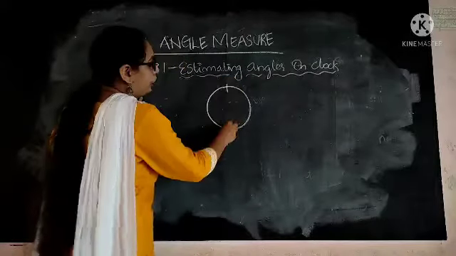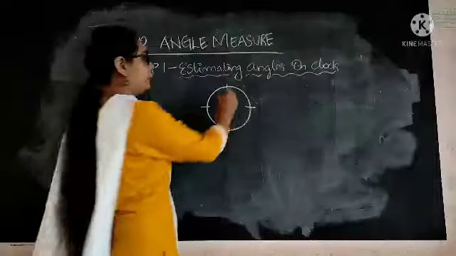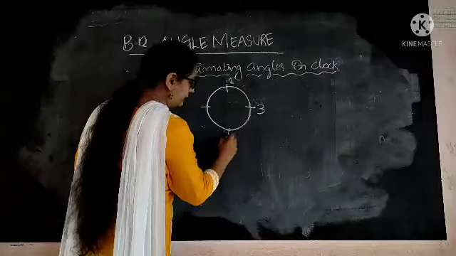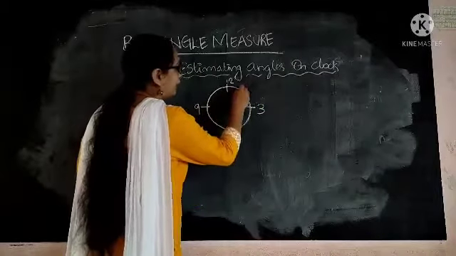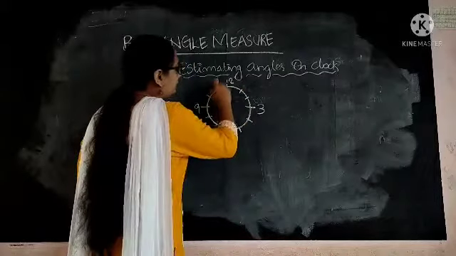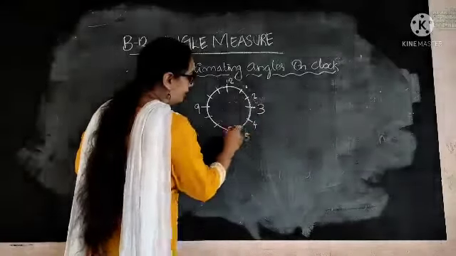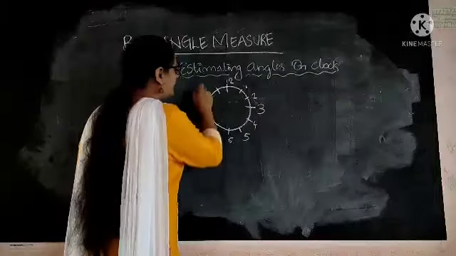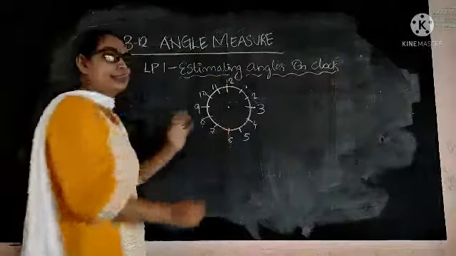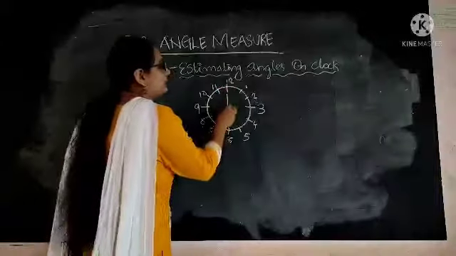This is my clock. This clock shows 12, 3, 6, 9, and in between it has 1, 2, 4, 5, 7, 8, 10 and 11. This is my clock and this is the center point. So look at this figure.